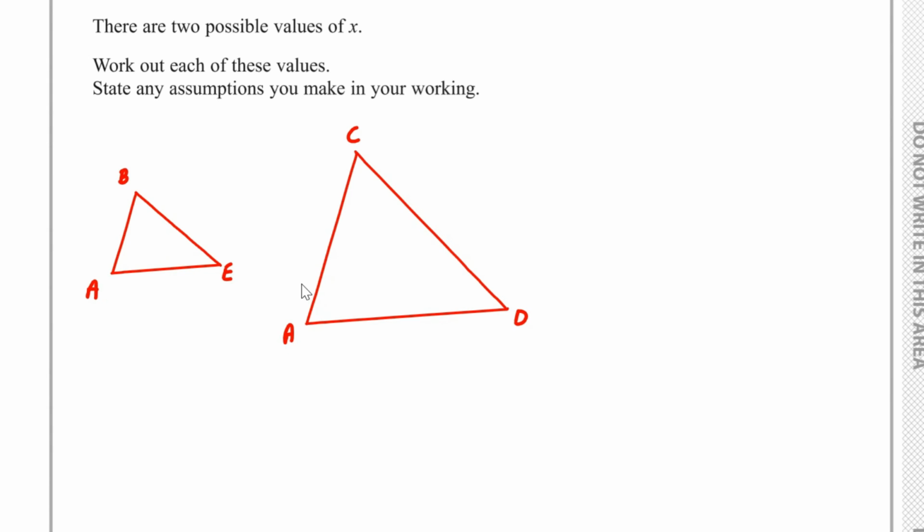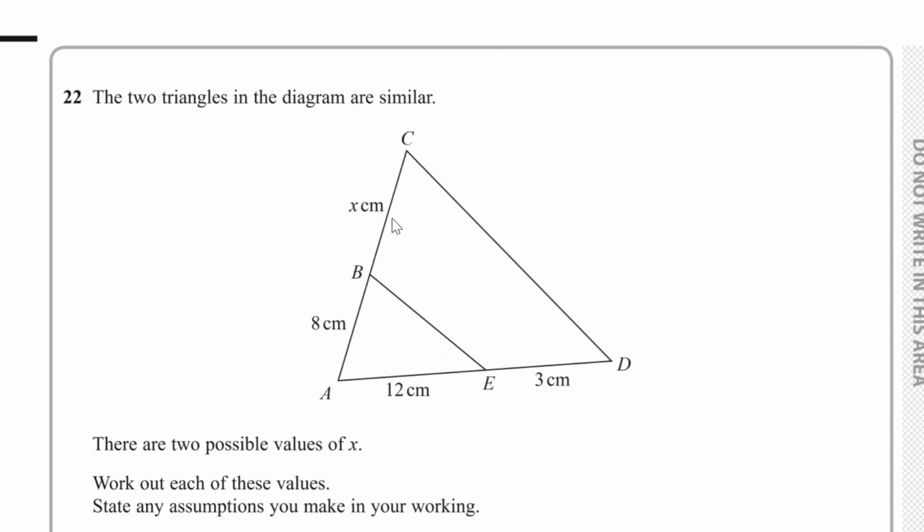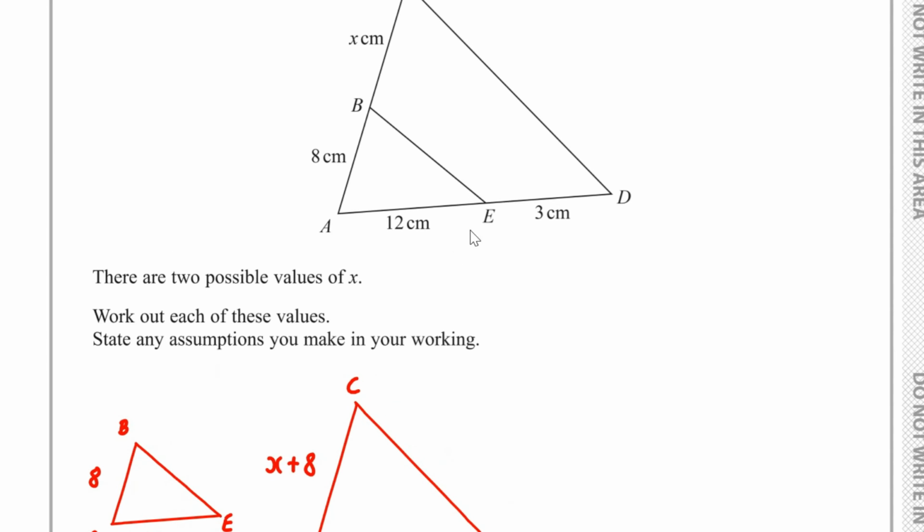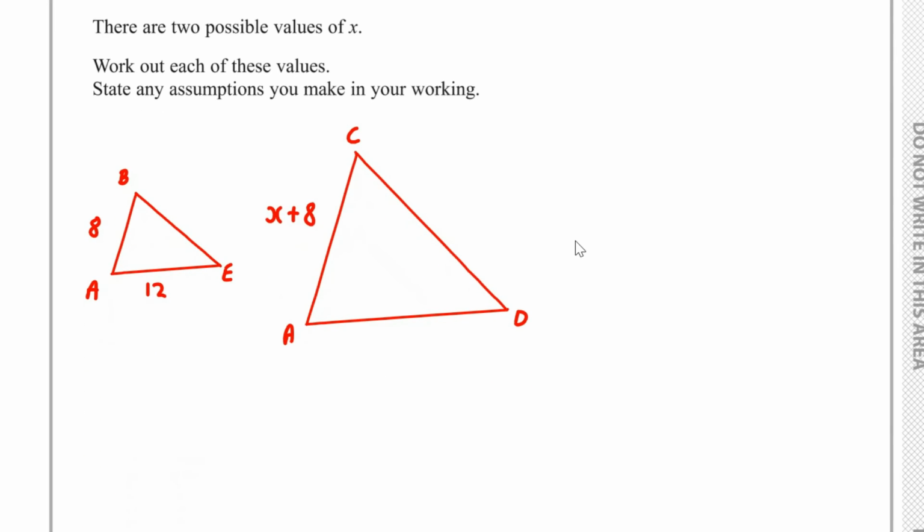we've got this situation over here, where this triangle here is similar to this triangle. Here we've got 8 centimeters, and here we've got 12 centimeters. Here, for AC, we've got 8 plus x centimeters, so let's just write that down, x plus 8. And AD, well that's going to be 12 plus 3, which is 15. So you can see these triangles are similar.